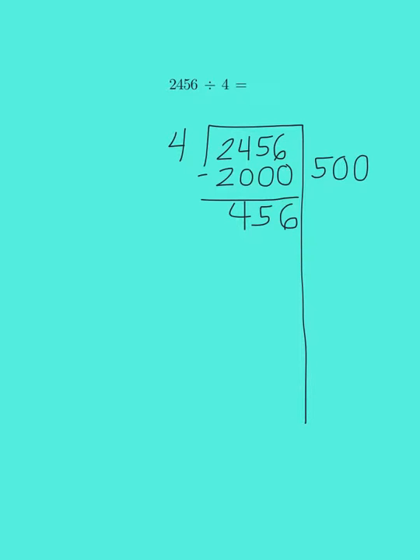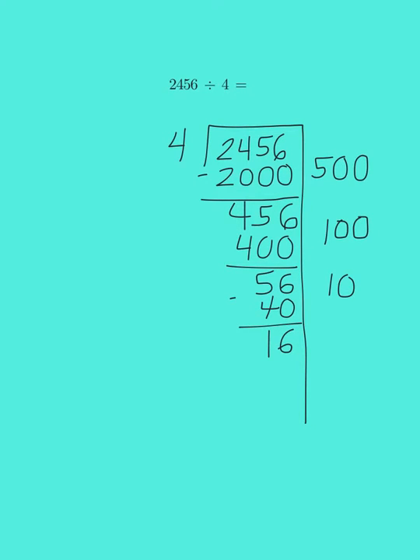So now I can go ahead and just do a 100. 4 times 100 is 400. I have 56 remaining, so a 4 times 10 is 40. 16 remain, and 16 divided by 4, or 4 times 4 is 16. So this divides perfectly. There is no remainder. So 614 is our quotient.